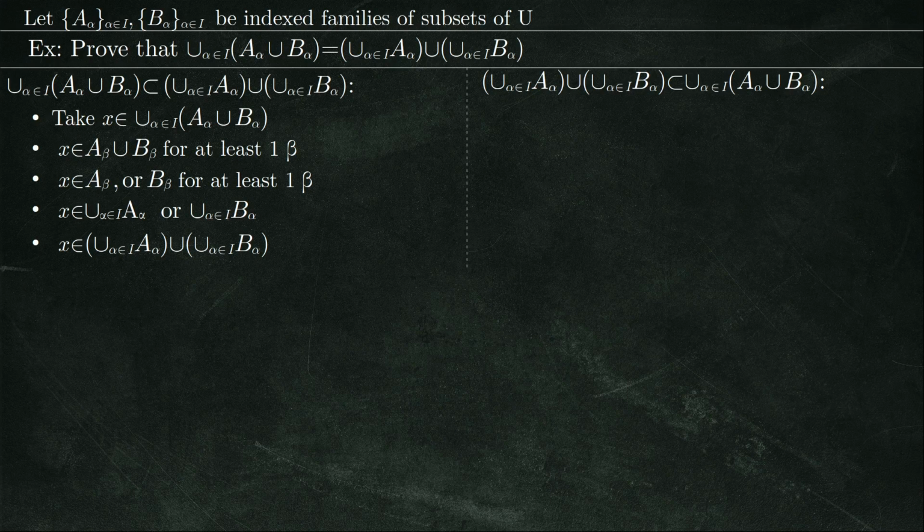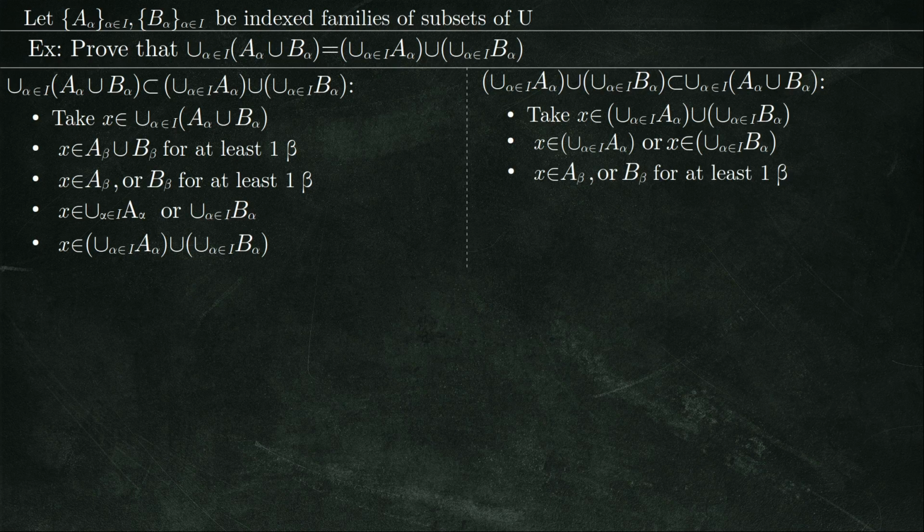But because x is in this, the left-hand side is a subset of the right-hand side. Okay, so let's do the second half of this proof. So let's take an x from the left-hand side. This x must be in either the union of all the A's or the union of all the B's.